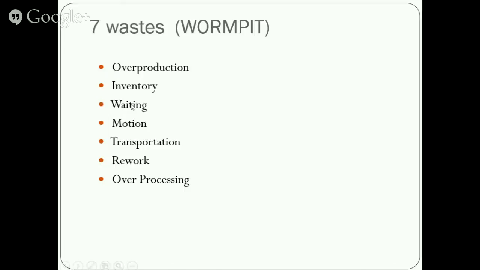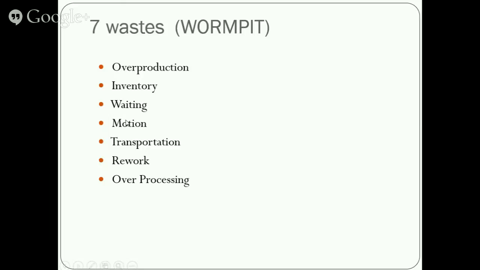Now, the third waste is waiting. In a lot of industries, let's say the pharma industry, if you have a reactor of X liters volume, once your drug is manufactured, people have to wait so that the entire drug is transferred from one reactor to another. We see this very commonly in the industry.